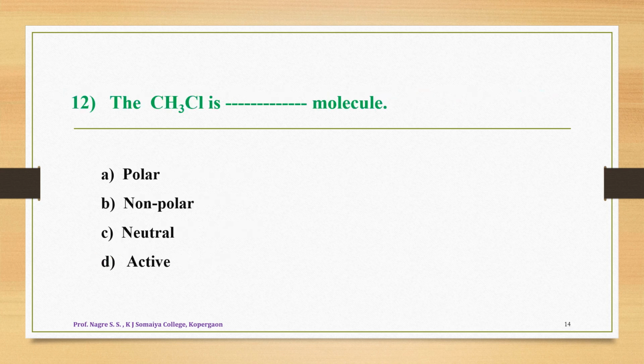The next question is question number 12, and the question is, the methyl chloride is a molecule. Option A is polar, option B is non-polar, option C is neutral, and option D is active. The correct answer for this question is option A, that is, methyl chloride is a polar molecule. Due to the presence of a heteroatom chlorine, there is a presence of the bond moment between this carbon and chlorine. This is question number 12.